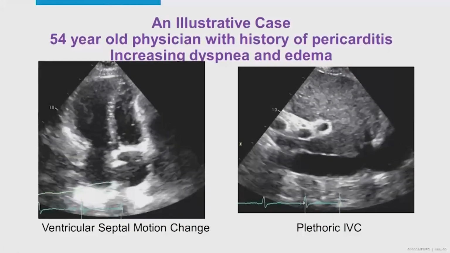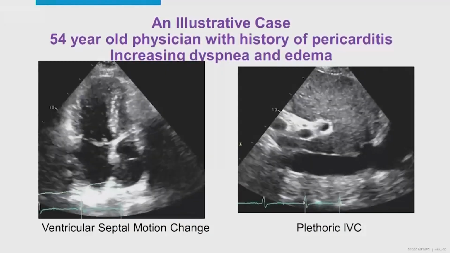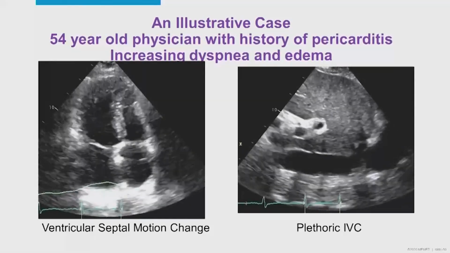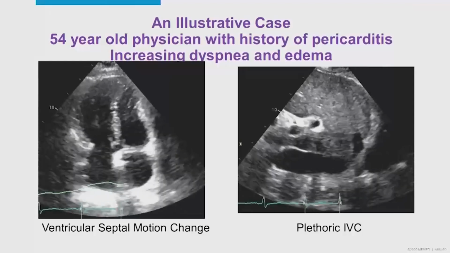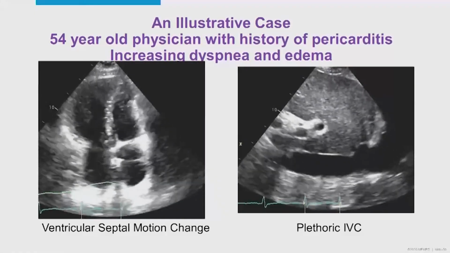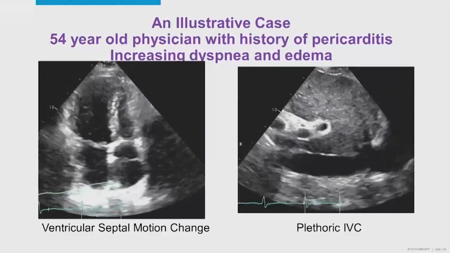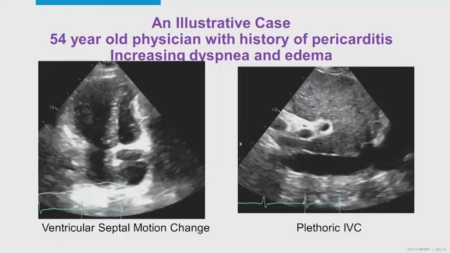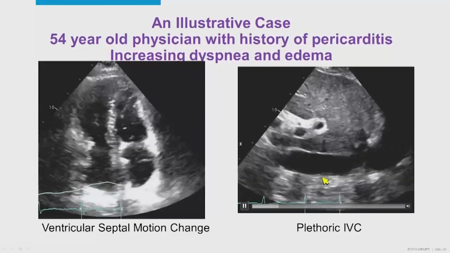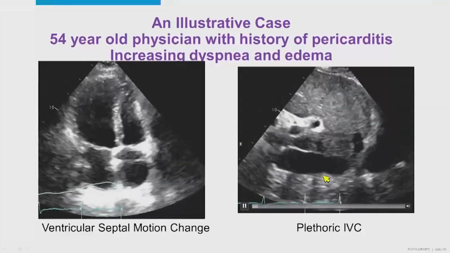This is an example of a 54-year-old physician with a history of acute pericarditis many years ago, and now he presents with increasing dyspnea and edema. No diagnosis for 5 years. And I saw him about 3 years ago, and echocardiography shows you right away the septal motion change here, and the IVC is plethoric. You have to think about constriction.